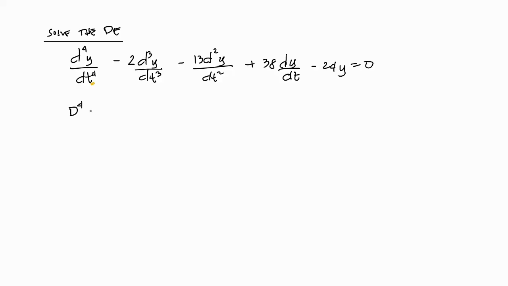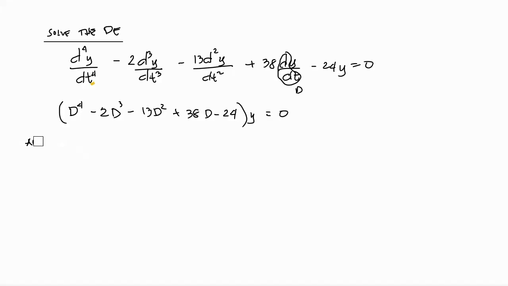Okay, so we have D^4 minus 2 D cubed minus 13 D squared plus 38 D minus 24. Since we only have y here, we don't have the operator D acting on it, because D only stands for the derivative. And y is equal to 0. So after having this, we can now easily get our auxiliary equation.